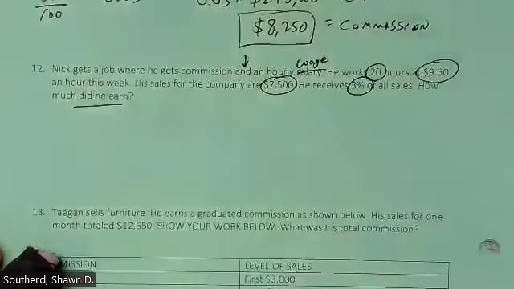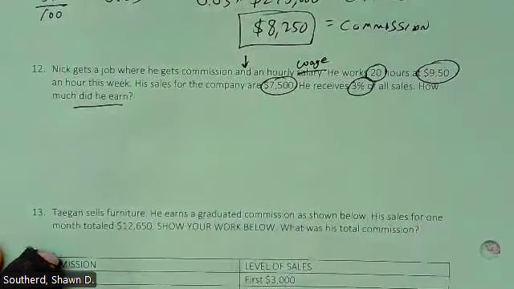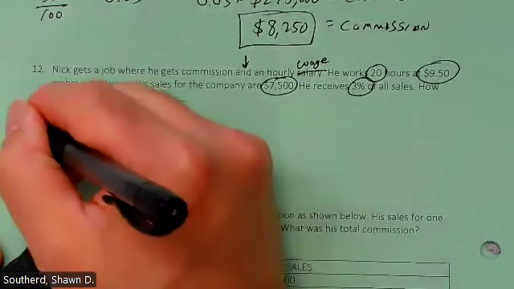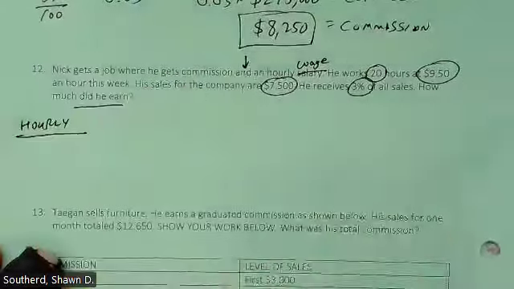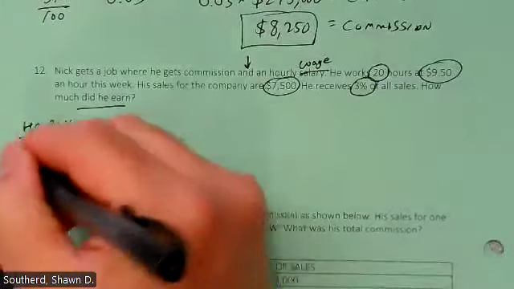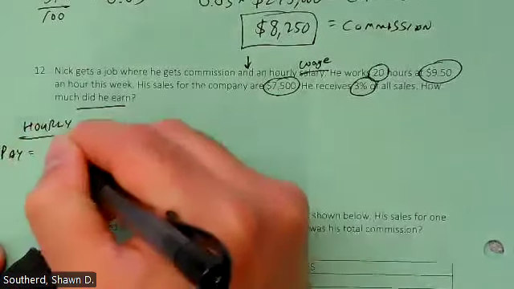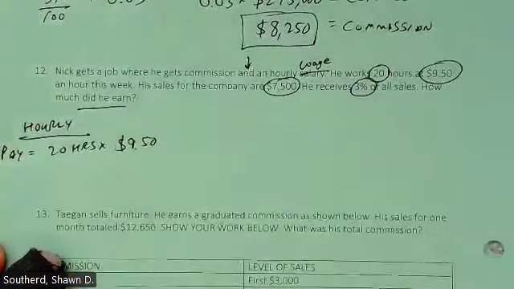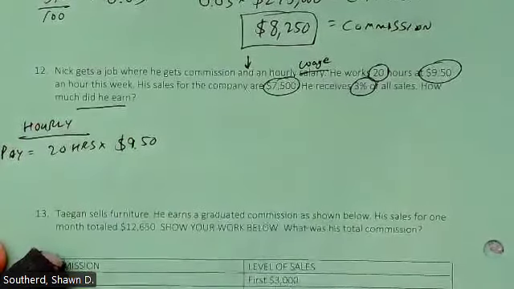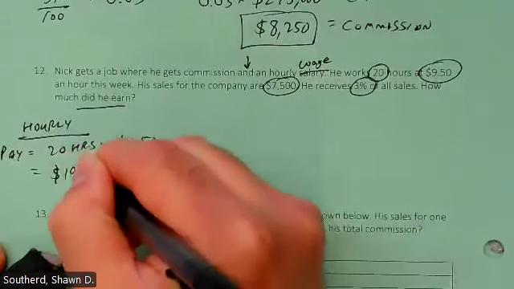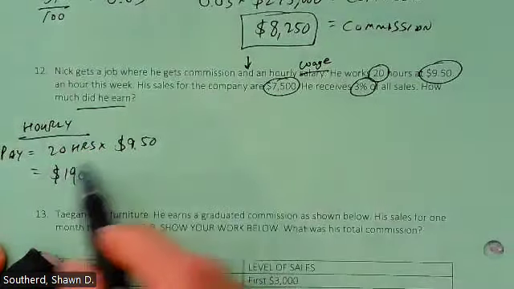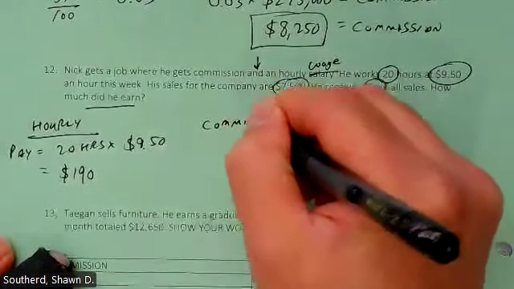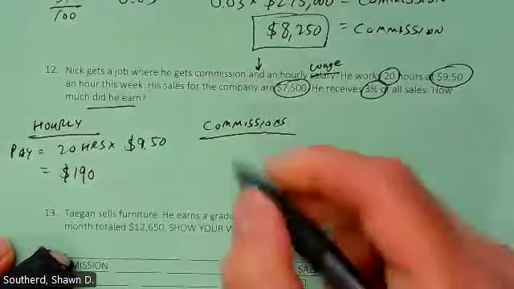My bad. Okay, so basically we need to calculate how much did he earn for the hours that he worked, and then how much in commissions did he get. So let's do the hourly wage. We're going to take 20 hours times the $9.50 per hour. So 20 times 9.5 should give me 190 bucks. That's great. So this is what he gets paid just for working. And on top of that, if he does any sales, he'll get a commission. And that amount is going to be 3%.